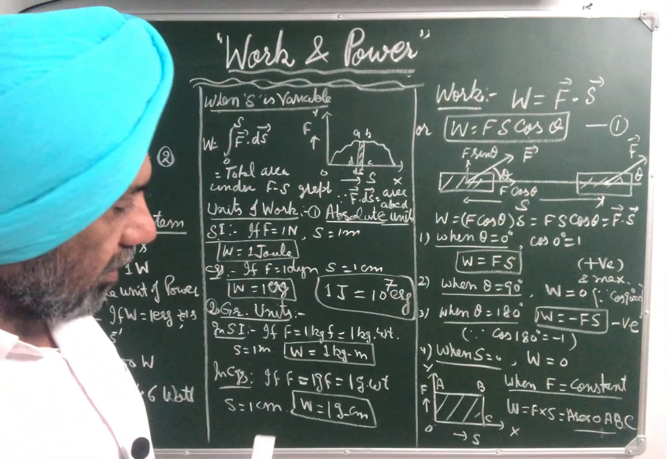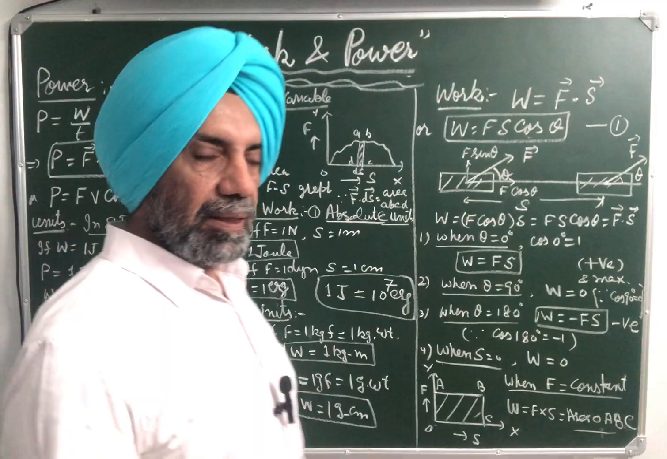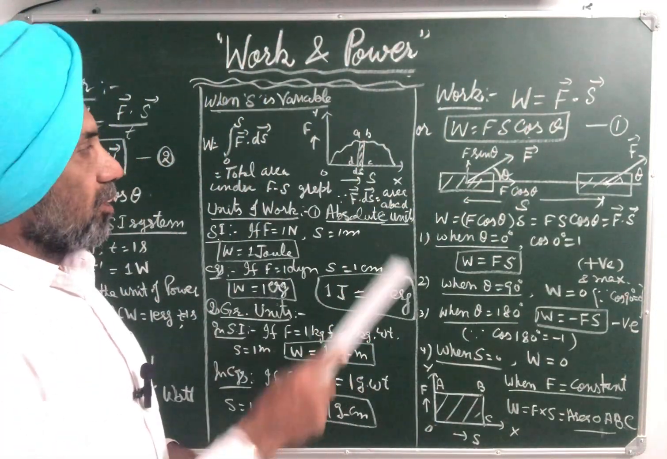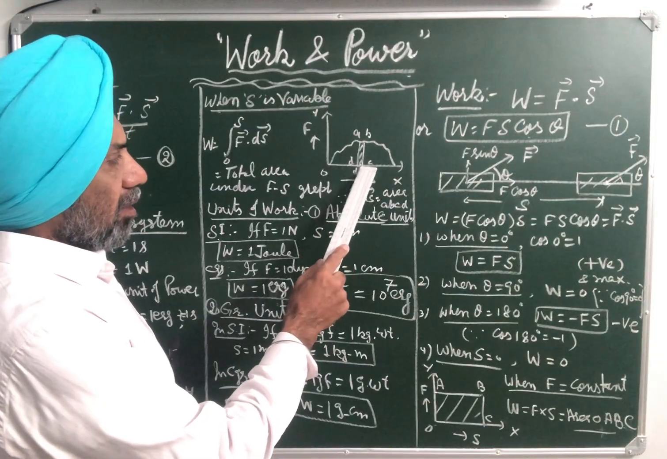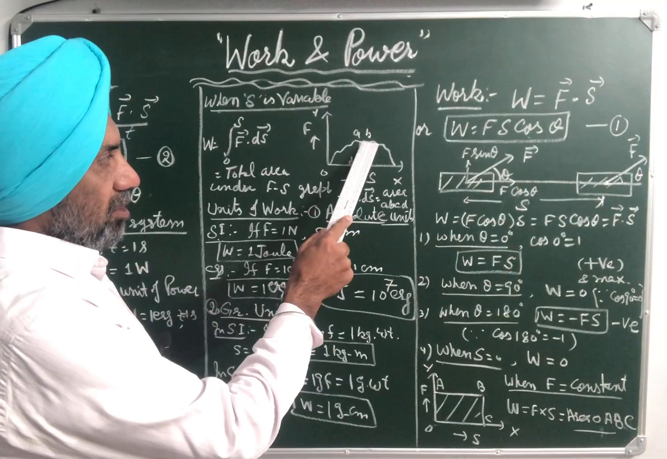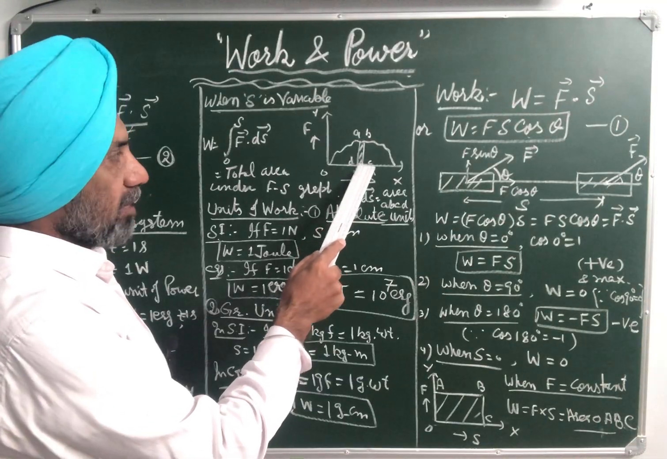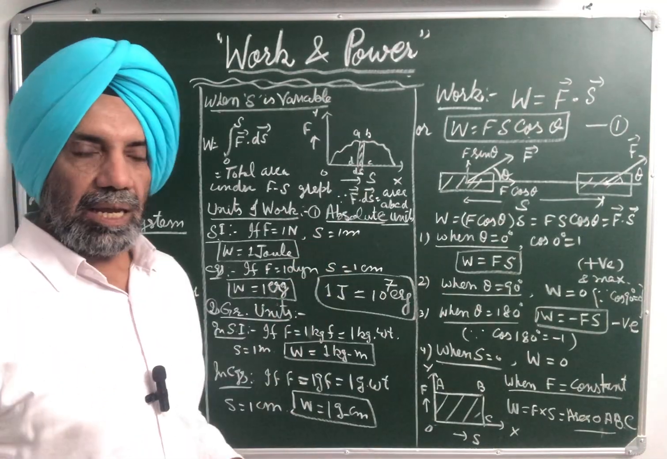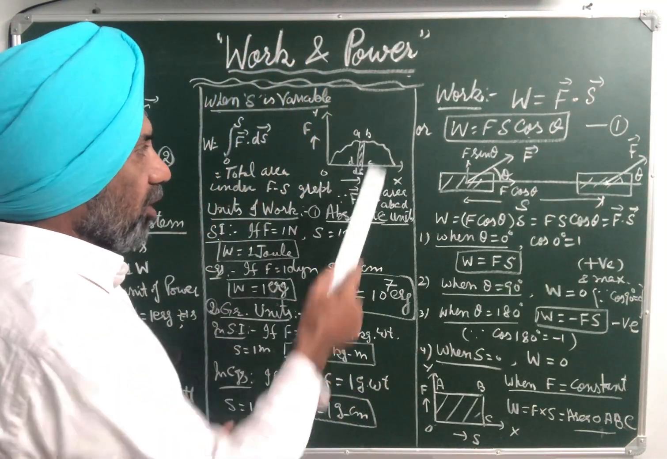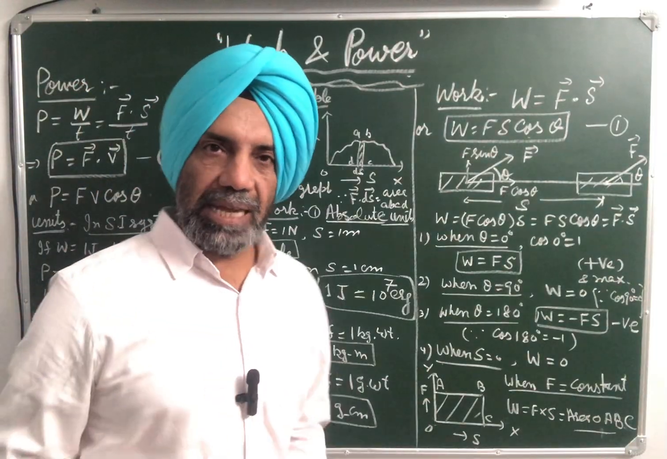Total area under straight line AB gives the work done. When force is variable, suppose a small strip ABCD having thickness ds, and suppose F is the force which is constant for this small displacement. So F into ds, or F dot ds, is the small amount of work done due to small displacement ds.